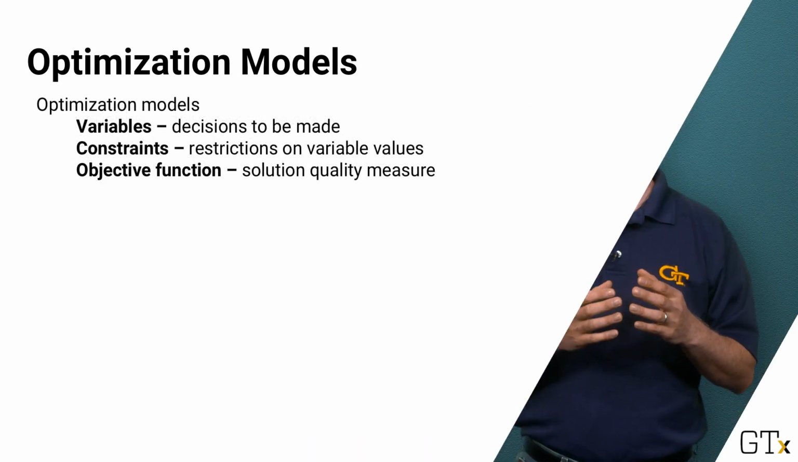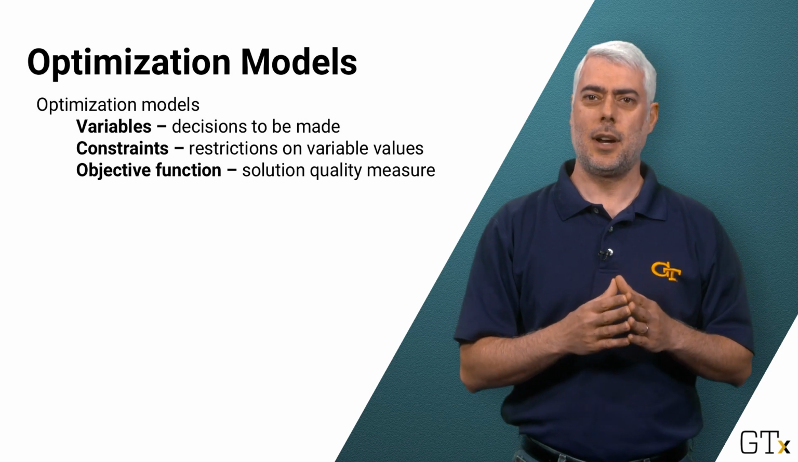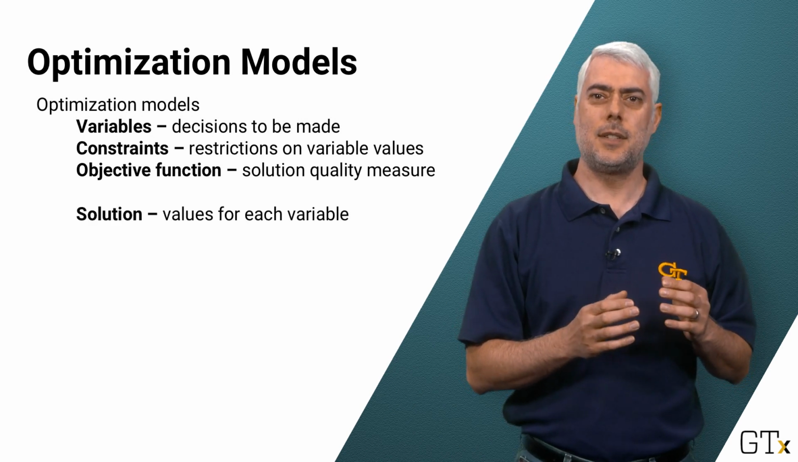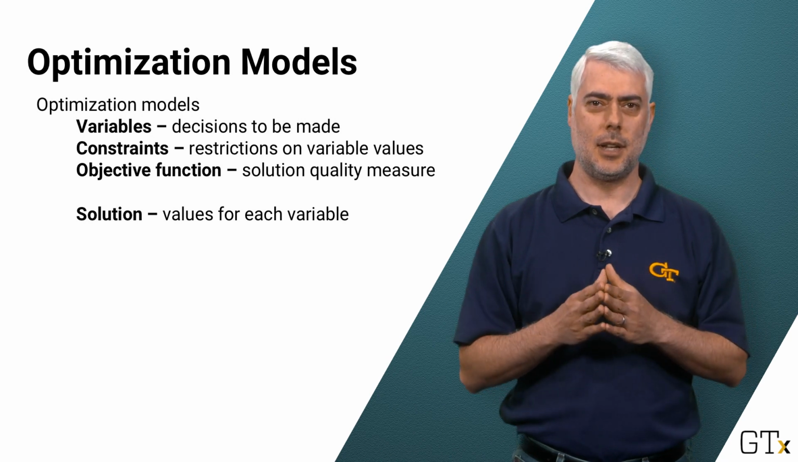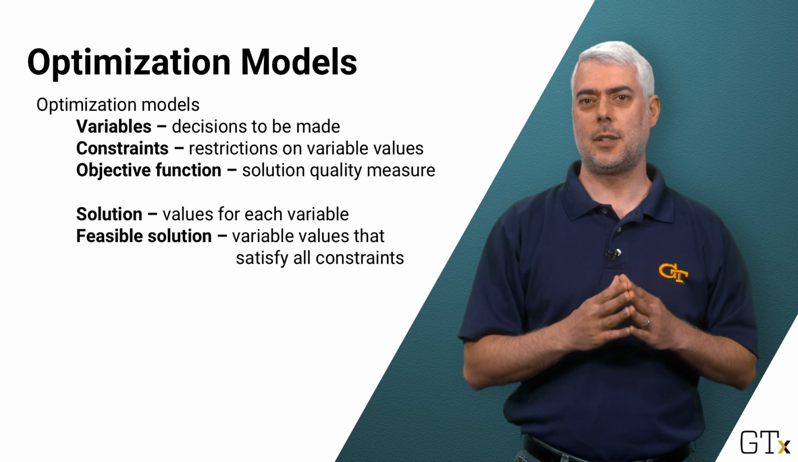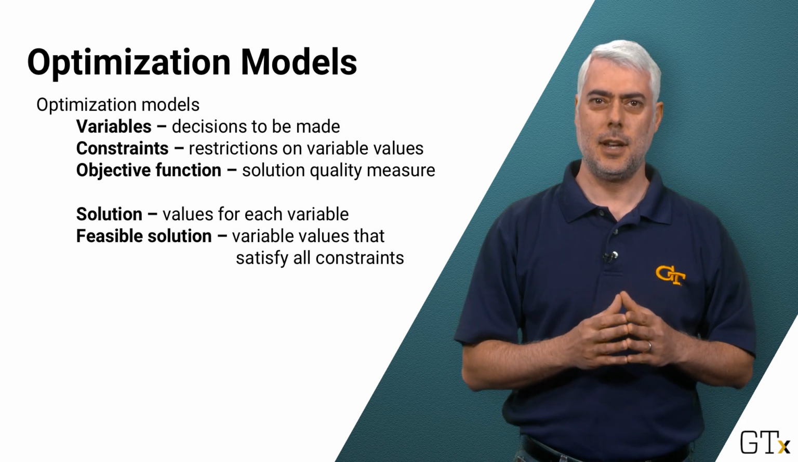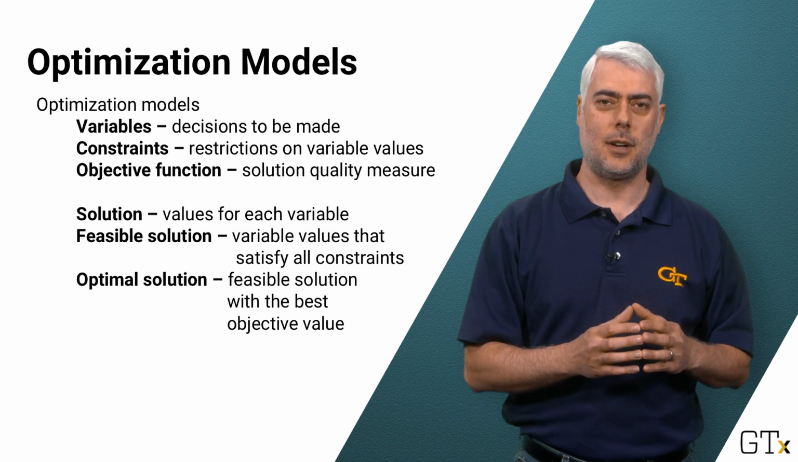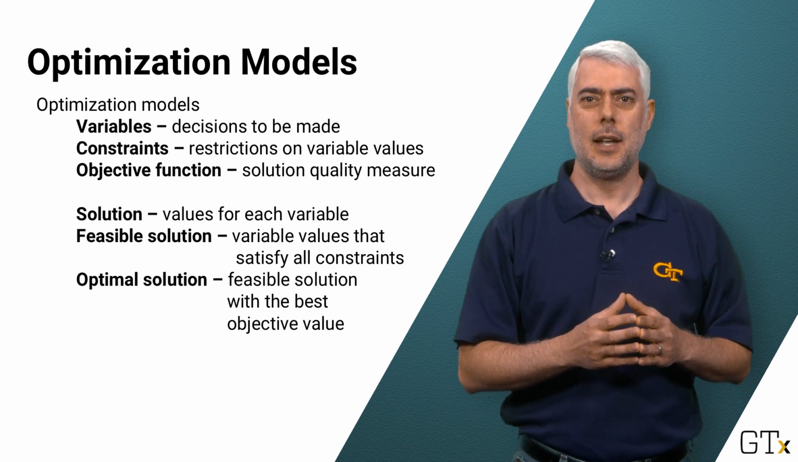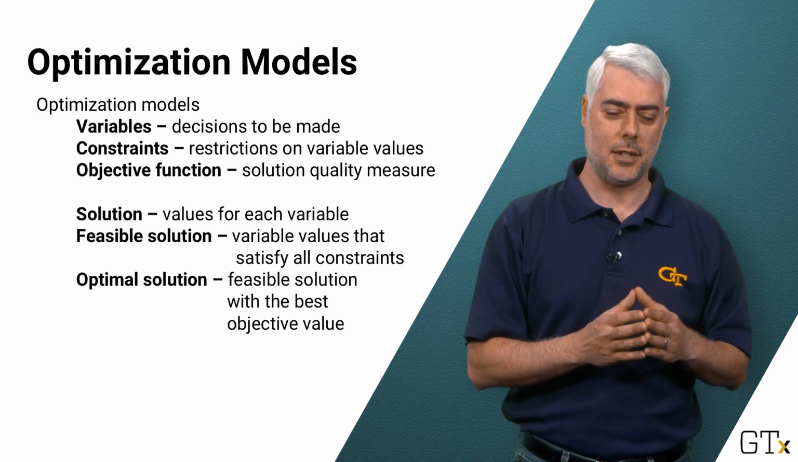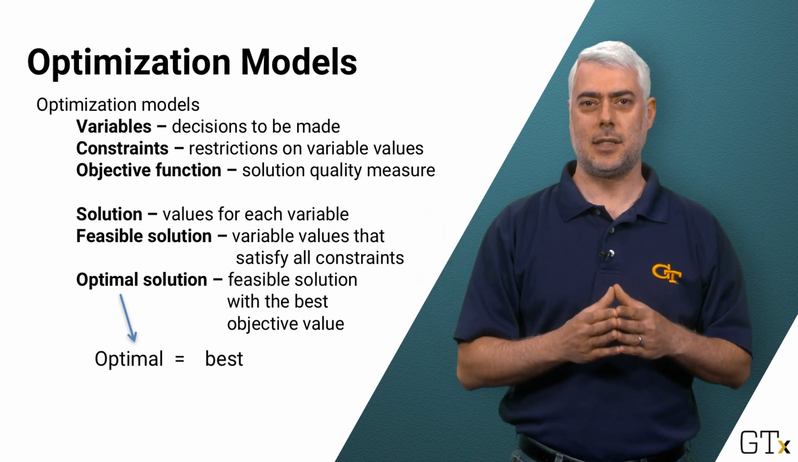I've been using the word solution pretty loosely, but in optimization, a solution is a value for each variable. For example, the amount of time spent in each state. A solution that satisfies all of the model's constraints is called a feasible solution, and the feasible solution that has the best objective function value is called the optimal solution. That language is just like in everyday life. Feasible means it's possible to do, and optimal means best.